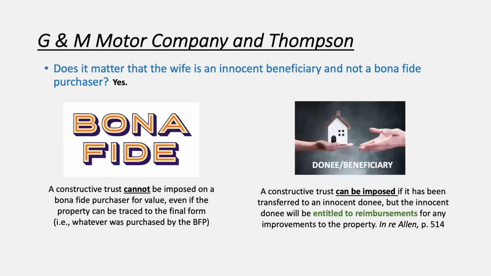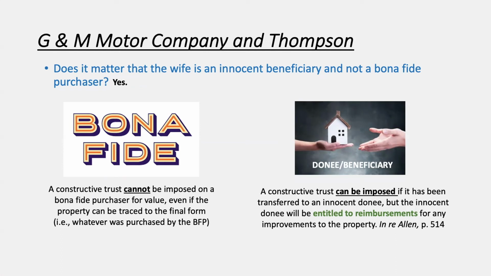Now, in the case of a donee or a beneficiary, right, someone who didn't pay value, they just get it as a gift, or they get it because it's a will, or they inherit it, right? In this case, the wife is just a beneficiary. Well, the rule's a little different. Yes, you have an innocent third party, but the innocent third party's rights to that property are not superior to the person whose money was wrongfully, I guess, embezzled.